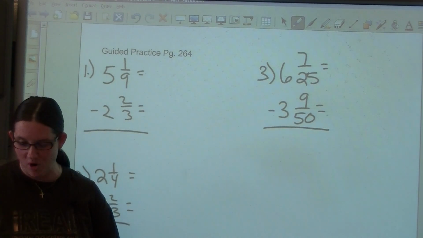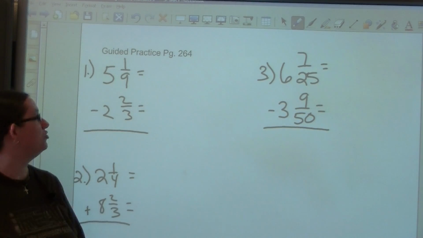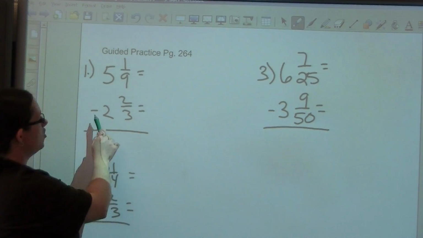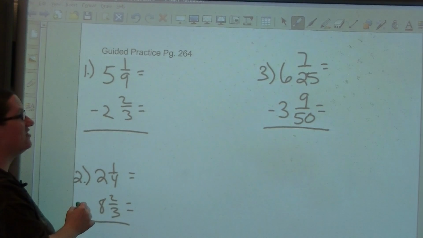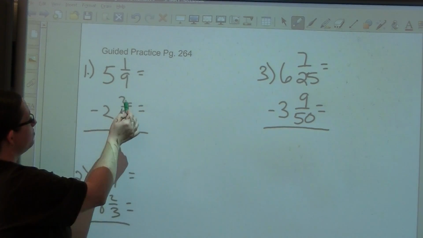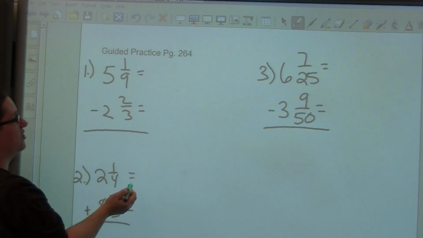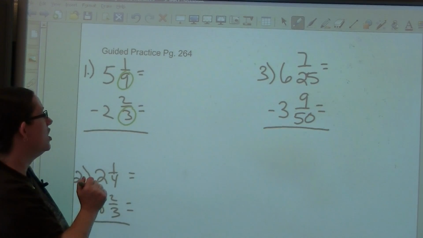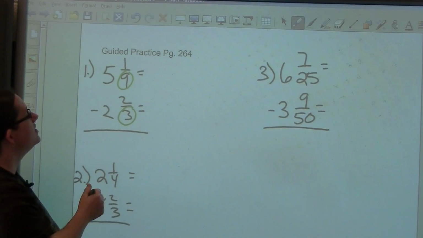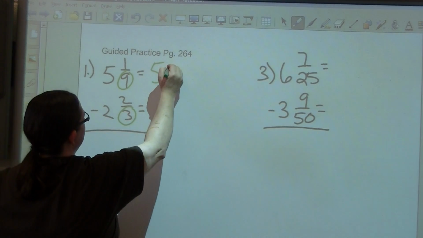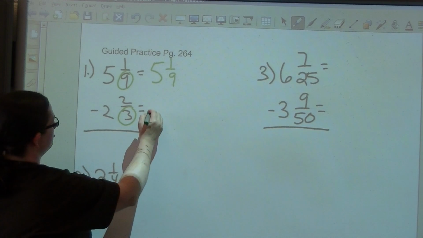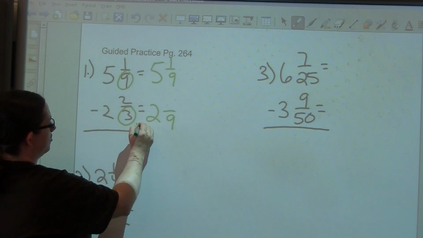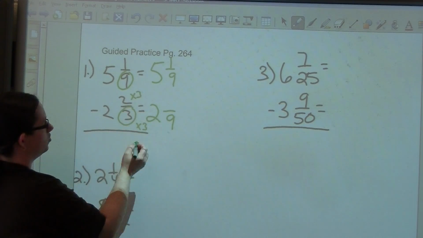Okay, now we're going to jump right into the guided practice. The first problem here is 5 and 1/9, take away 2 and 2/3. Can I subtract it the way it is? 1/9 minus 2/3. Nope, because we do not have the same what? Common denominator. So we need to find the LCD. What's the LCD of 3 and 9? 9, good. So 5 and 1/9 is going to stay the same, and we're going to change this now to 9ths. 3 times what gives us 9? 3, good job. And 2 times 3 gives us what?